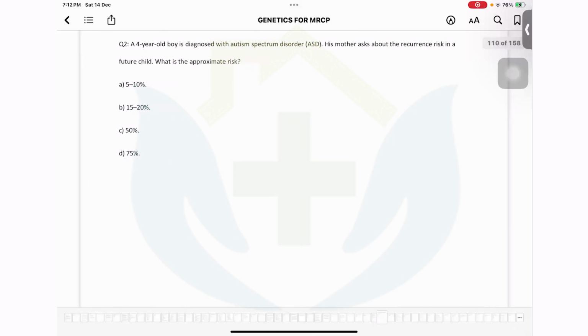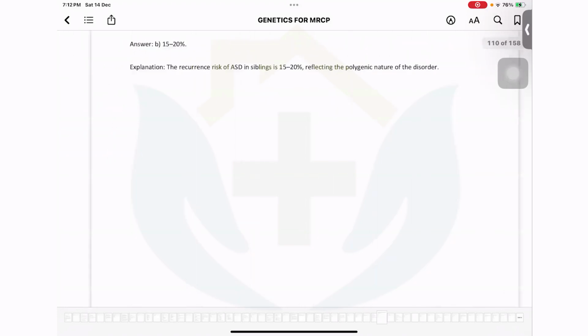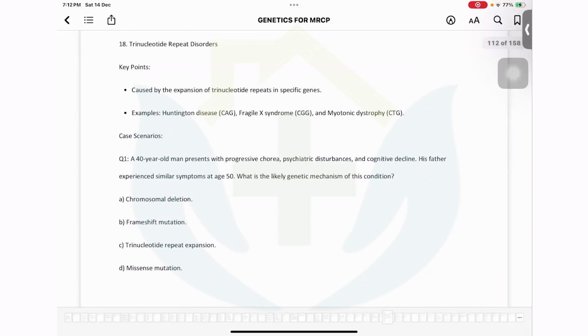In the same way, a 4-year-old boy is diagnosed with autistic disorder. His mother asks the chances of recurrence in a future child. What is the risk? 5 to 10, 15 to 20, 50 or 75? The answer is 15 to 20. The risk of recurrence of autistic disorder is 15 to 20%, reflecting the polygenic nature of the disorder. That means if you change the environment, there are chances that the child may come out of it.